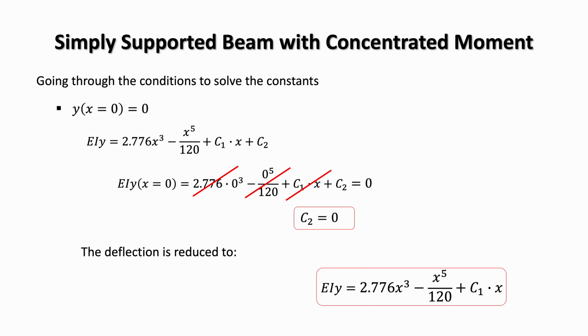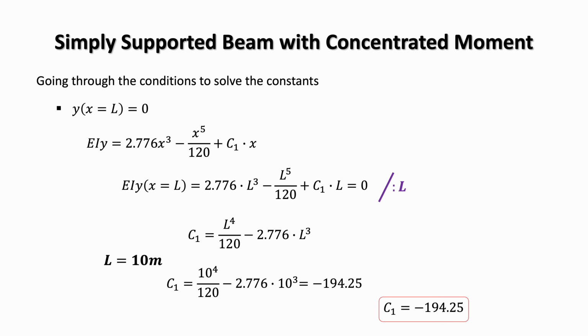So for a simply supported beam, the deflection at the left-hand support is 0. So y when x equals 0 equals 0. So all we need to do is take the equation for deflection that we already found, the EI times y, and substitute x equals 0 into it. When we do that, all terms that involve powers of x vanish. And this leaves us only the constant term c2, and therefore c2 equals 0. With this boundary condition applied, the deflection expression is simplified to 2.776 x cubed minus x to the power of 5 over 120 plus c1 times x.